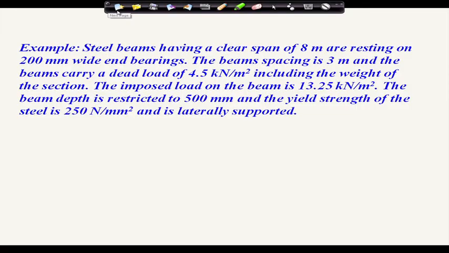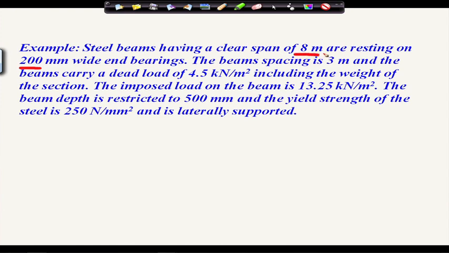So, through this example we will see how to decide the thickness and width of the plate, that means the dimension of the plate, for which the required load on the beam can be withstood. Here the example is given like this: a steel beam having a clear span of 8 m and resting on 200 millimeter wide bearings. So, bearing length is 200 mm and clear span is 8 m.